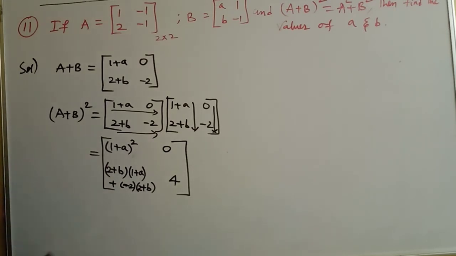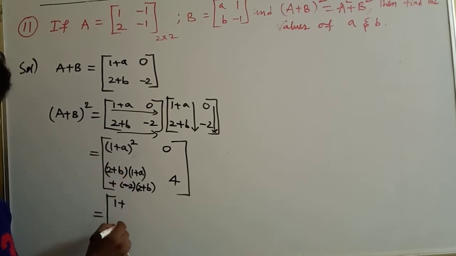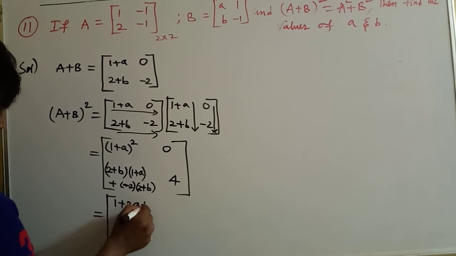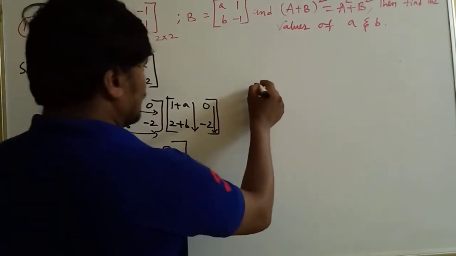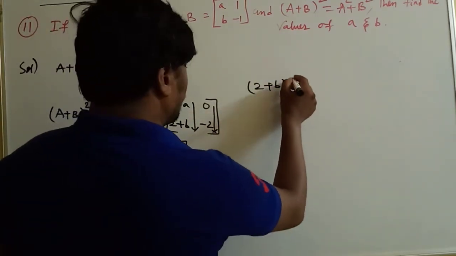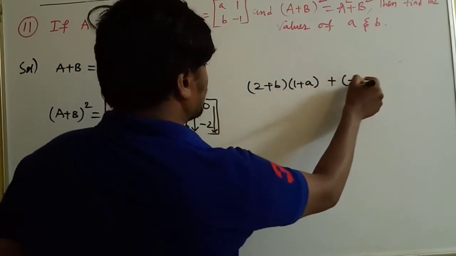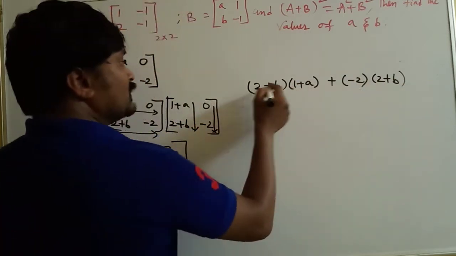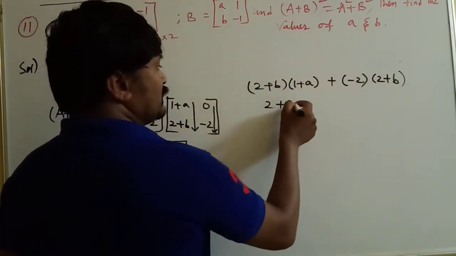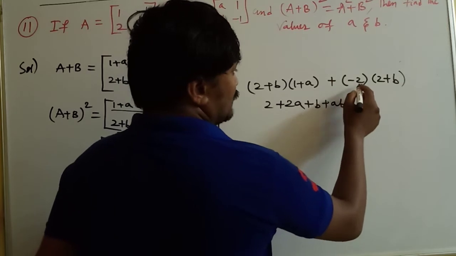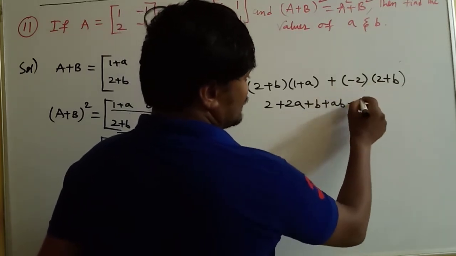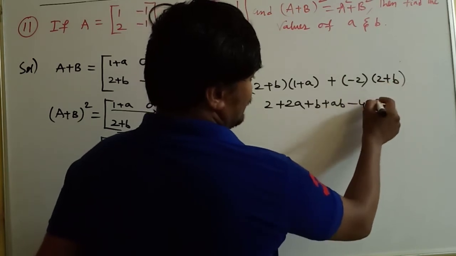Just simplify this part. (1 plus a) whole square means we can write 1 plus 2a plus a², and here it is 0. Now 2 plus b into 1 plus a plus minus 2 into 2 plus b. Just simplify: 2 into 1 is 2, plus 2 into a, 2a, plus b once, b, plus a into b, ab. Then here minus 2 into 2 is minus 4, minus 2 into b is minus 2b.